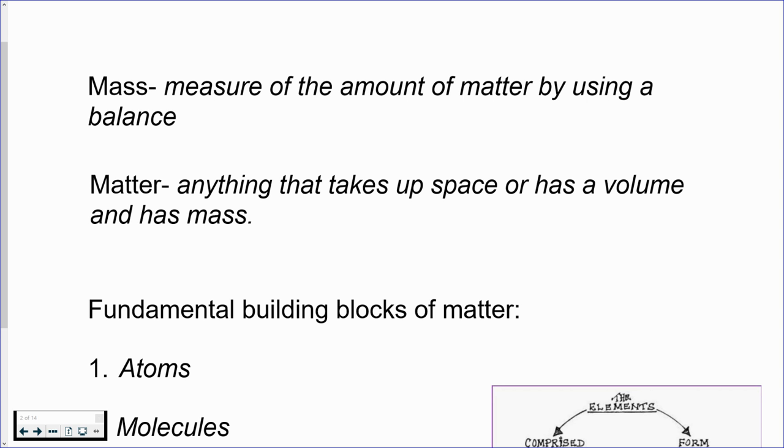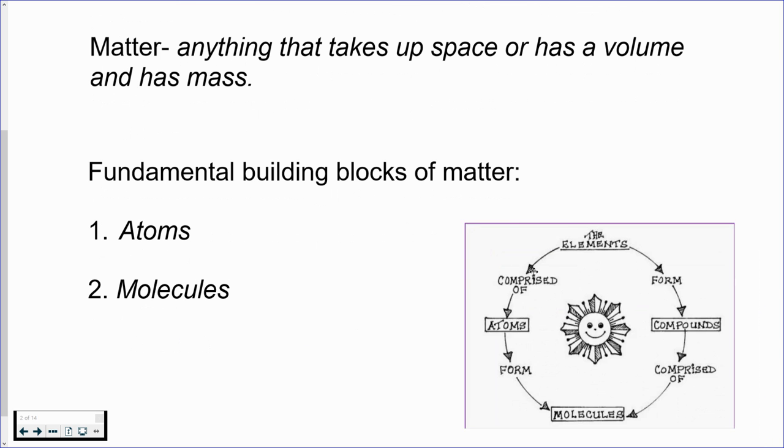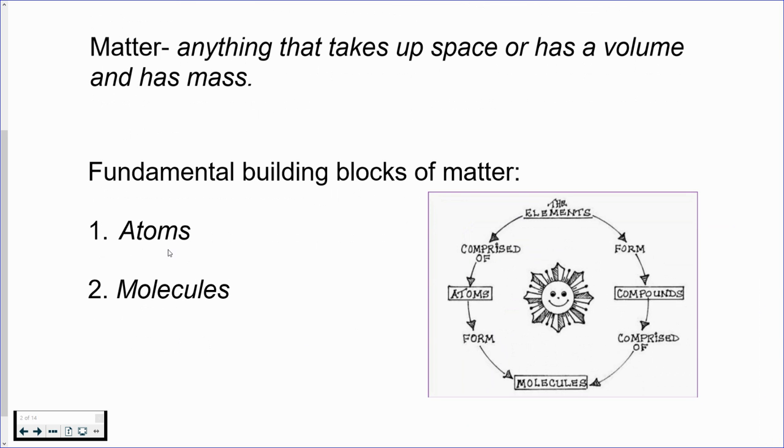Okay, so our next part is just the fundamentals, building blocks, and those are atoms and molecules. So what happens is atoms comprise or make up molecules, and those are made up of compounds. Okay, so the element goes to the atom, atoms form molecules, and molecules are compounds as well.